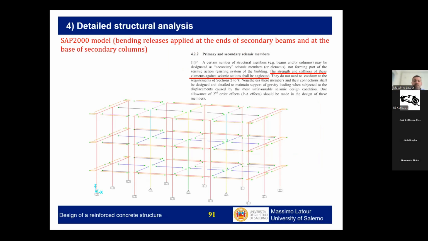So to maximize the action of the primary framing, normally we have to neglect the contribution of the secondary framing. So consider basically the hinges in the column and in the beams just for this part of the analysis, just to estimate and maximize the action on the primary framing.